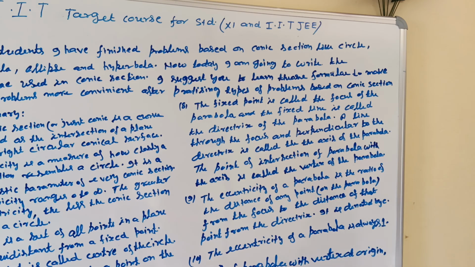Point 11. Equation of parabola with vertex at origin, axis as x-axis, focus (a, 0) and directrix x equal to minus a is given by y square equal to 4ax. Point 12. Equation of parabola with vertex at origin, axis as x-axis, focus at (minus a, 0) and directrix x equal to a is given by y square equal to minus 4ax.